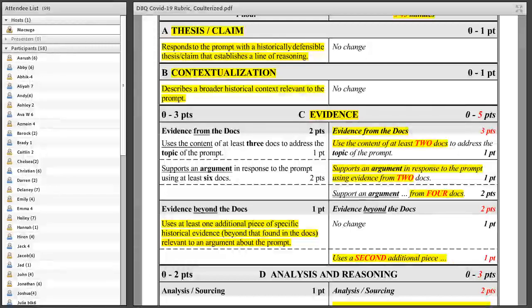You see, you can get 3 full points. This is different. Before, it was only 2 points. You either used the documents or you supported the argument. Now you can use them, support the argument, but then if you get to 4 documents, you can get another point. Remember, supporting the argument is deploying the evidence, right?